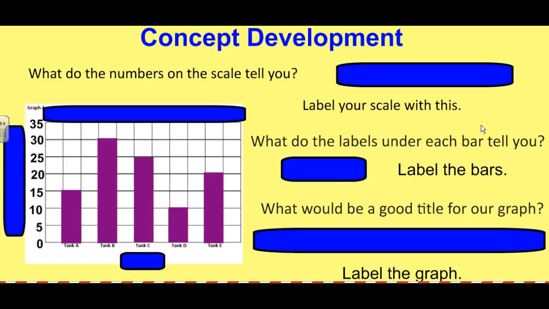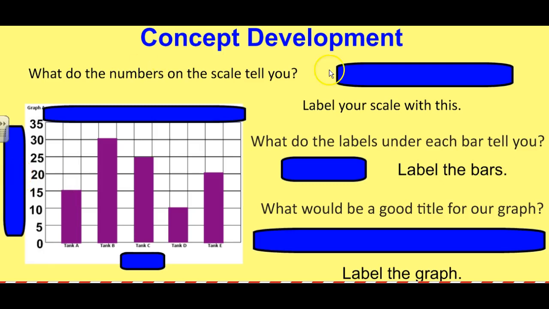Okay, so the first thing that we're going to label is the scale. So whenever you have to label a scale on a bar graph, you have to ask yourself, what do those numbers mean, or what do those numbers tell you? So if someone was looking at this bar for tank A, and they realized that this bar stopped at 15, then you're going to have to ask yourself, that's 15 what? And that's how we label the scale on our bar graph.